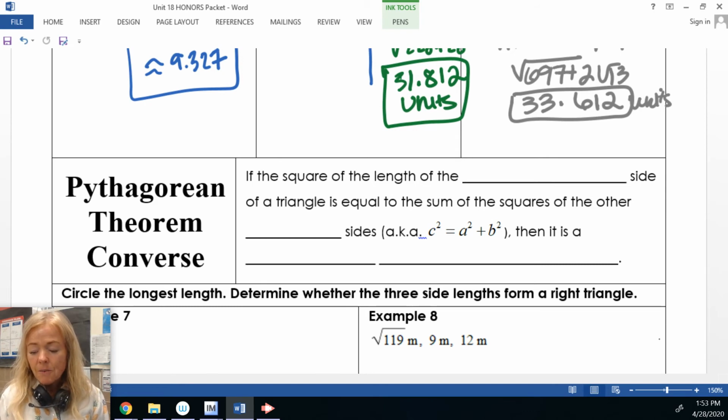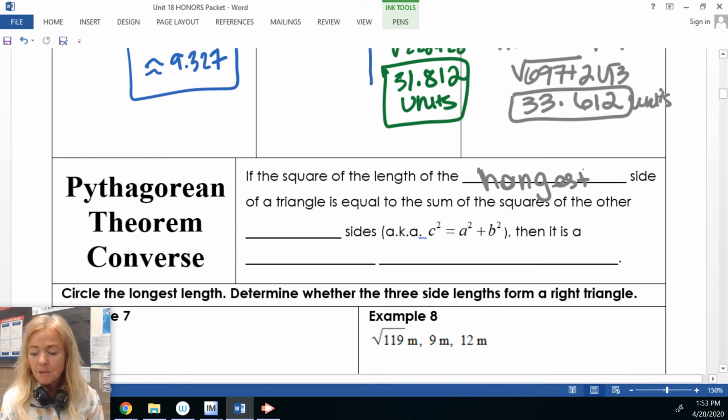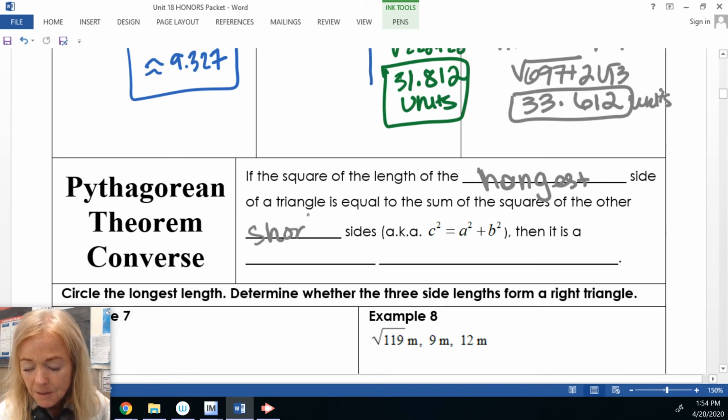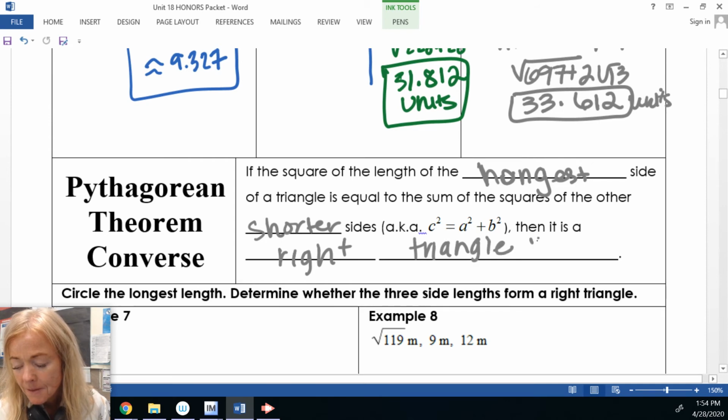So it says if the square of the length of the longest side, I think is what this wants, of the triangle is equal to the sum of the squares of the other shorter sides, I guess. So that's basically saying if c squared equals a squared plus b squared, then it is a right triangle.